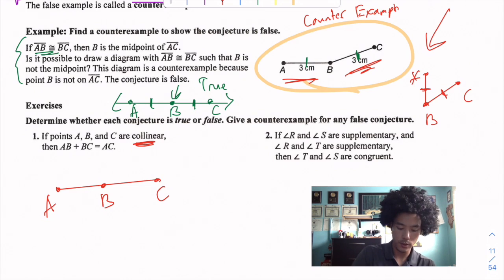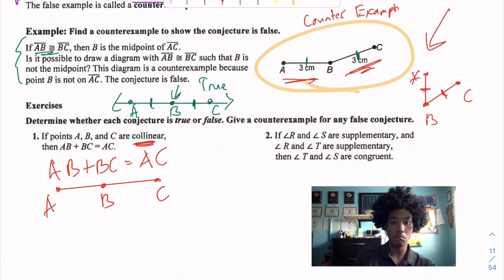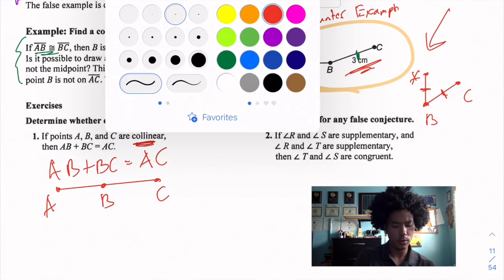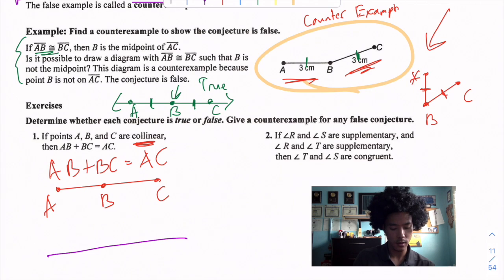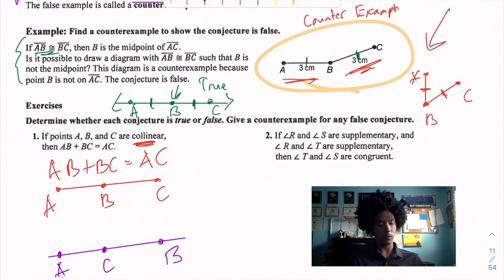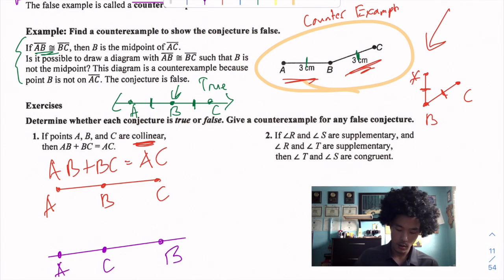ABC. So would this be true? Would AB plus BC equals AC? That's true, right? Seems to be true so far, but can I not do this? Check this out. A, boom, C. Can I not do that? Right? So this is a valid drawing where C is just somewhere in the middle between A and B.